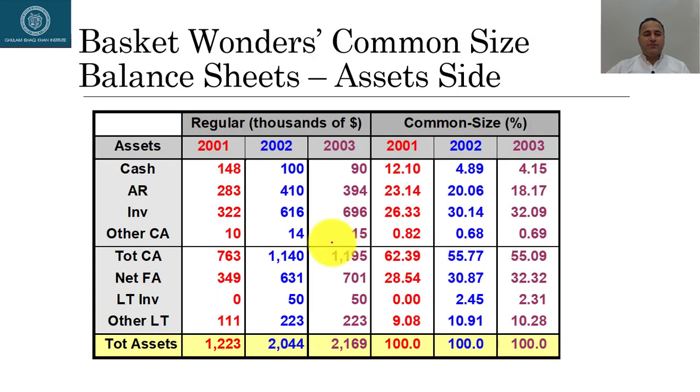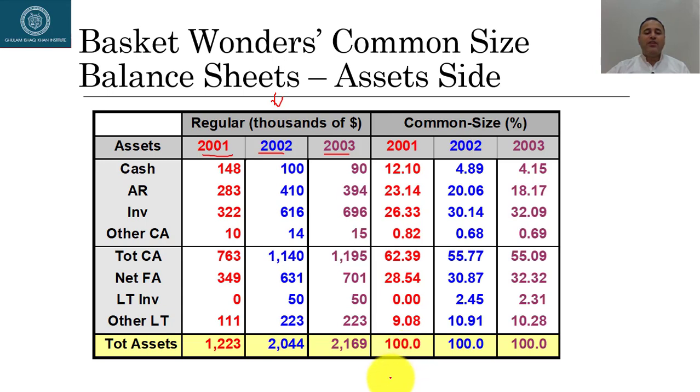So this is Basket Wonders, if you remember. It's a very simple balance sheet, but at the end of the day, even if it's complex, it doesn't make a huge difference. It's the same thing, same process. On the left hand side here, we have balance sheet numbers for 2001, 2002, 2003. For common size analysis, as I told you, we have to divide all numbers by total assets.